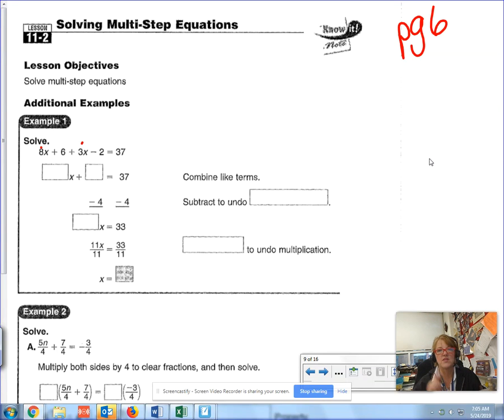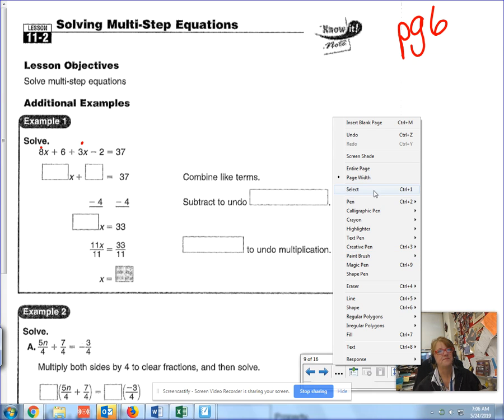All right, turn to page 6 in your packet because now we're getting into reviewing some multi-step equations and tackling my favorite thing in the world, fractions. So here we go. All right, look at example number 1.